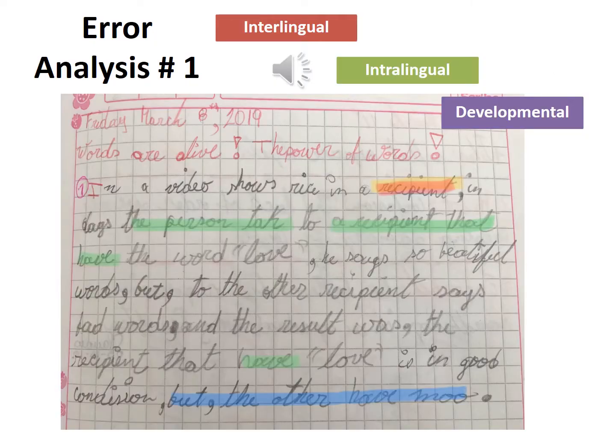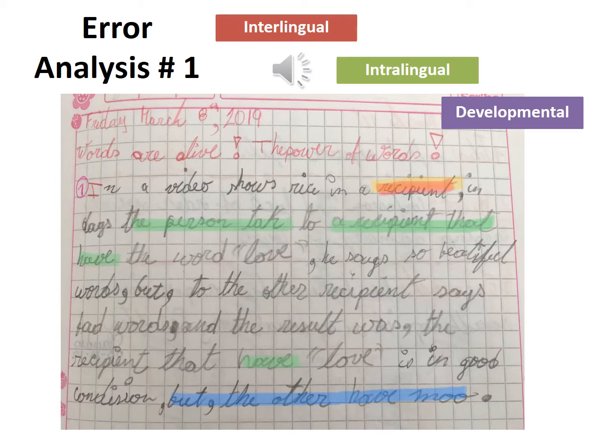This is the first example that we are going to analyze. These examples are from fourth grade students in a bilingual private school in the city of Bogota. In this task, the student was supposed to summarize her understanding of a video that she watched, The Power of Words. We can identify the three types of errors.